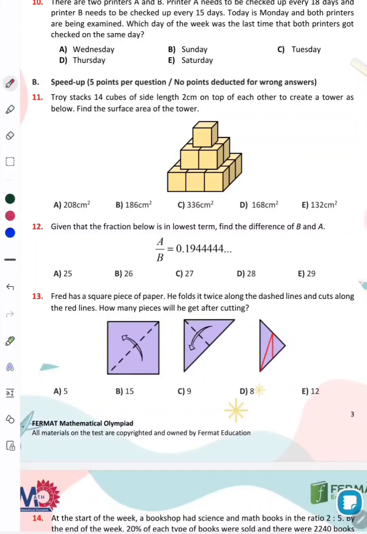There are 2 printers, A and B. Printer A needs to be checked up every 18 days and printer B needs to be checked up every 15 days. Today is Monday and both printers are being examined. Which day of the week was the last time that both printers got checked on the same day?